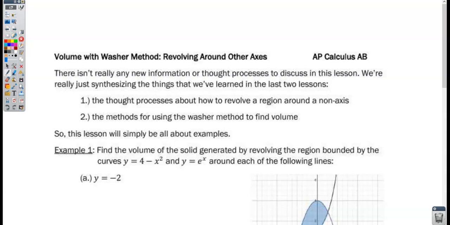this lesson. Basically, we're taking the last two sections, section 8.10, where we learned how to revolve a region around a non-axis with the disk method, and section 8.11, where we learned the methods for using the washer method, and we're combining those two things into one scenario. When we're talking about going around a non-axis, we need to consider the distance from the boundary curve to the axis of rotation as our radius of revolution, and then in part two, as far as the washer method, we need to consider ourselves working with the outer radius and the inner radius of the solid.